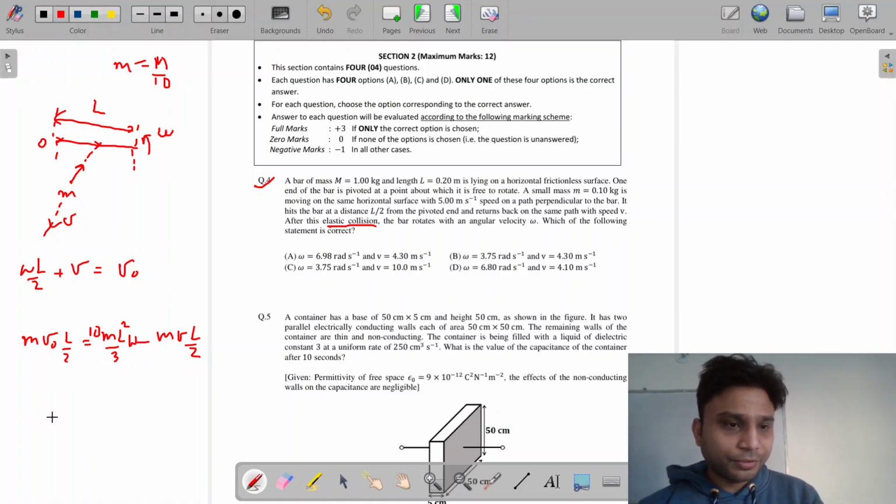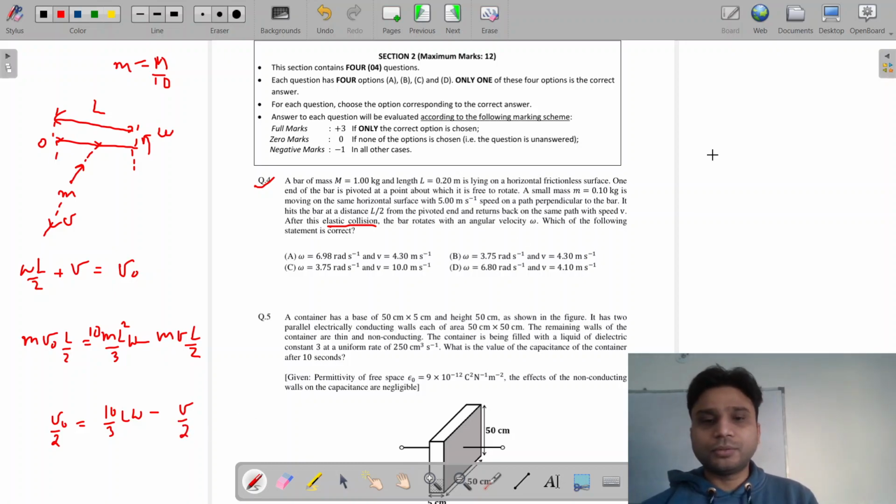So we have v naught by 2 equal to 10 by 3 L omega minus, since we have cancelled out one L, and the other L is also getting cancelled out, v by 2, right?